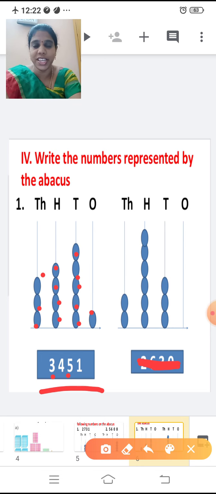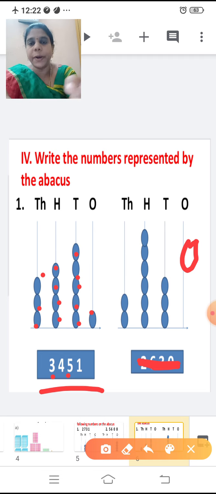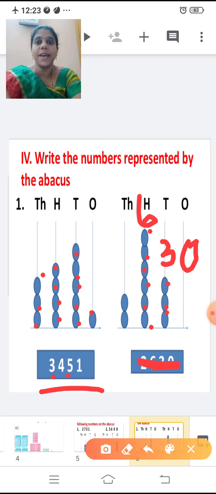Now shall we move on to the next sum? Now tell me what number, as we don't have any beads in this ones place. So 0, right? We don't have any number. Now move on to the tens place. Now tell me how many beads are there in the tens place. 1, 2, 3. 3 beads on the tens place. Move on to the hundreds place. 1, 2, 3, 4, 5, 6. 6 beads on the hundreds place. Then move on to the thousands place. How many beads do we have? 1, 2.